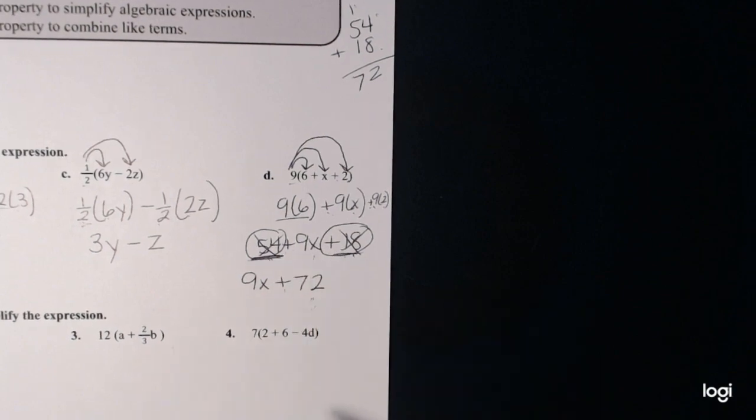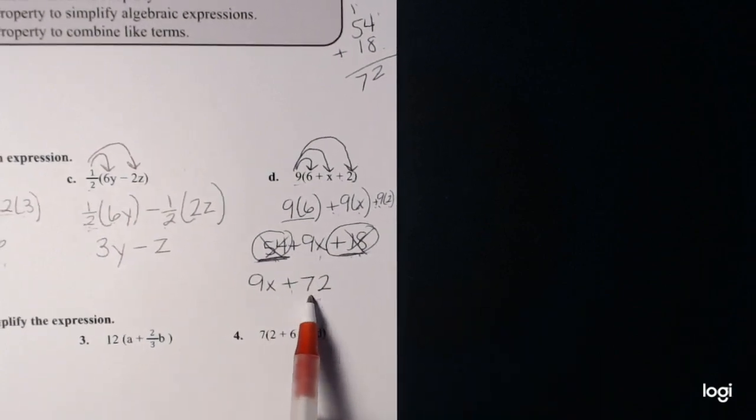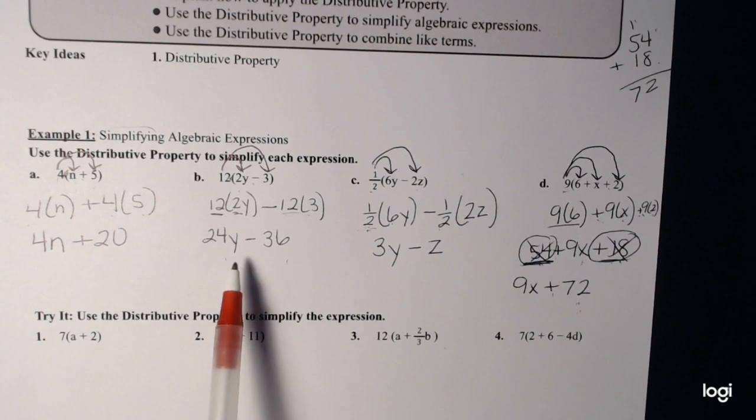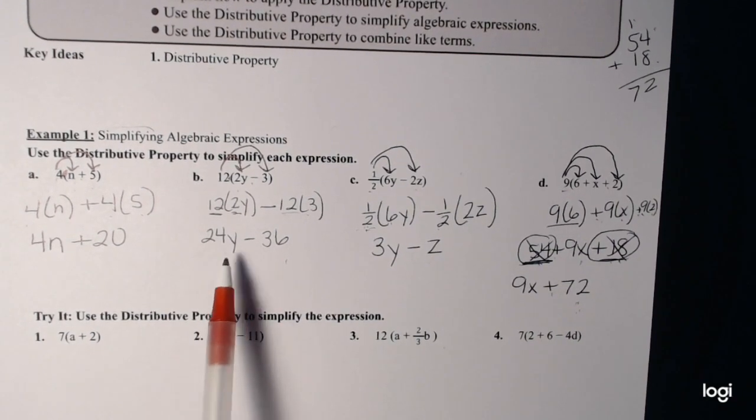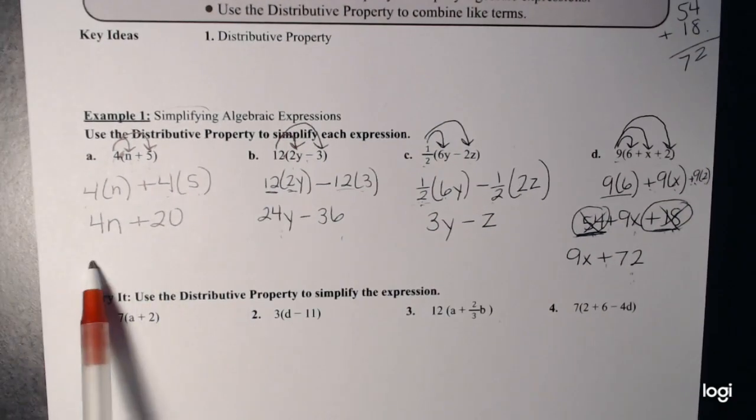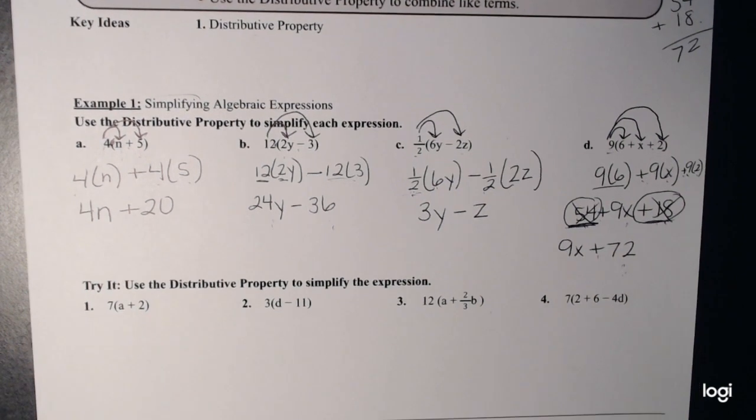And our sign was plus. So our answer is 9x plus 72. You will notice here, 24y had the variable in the front. And 4n, we put the variable in the front.